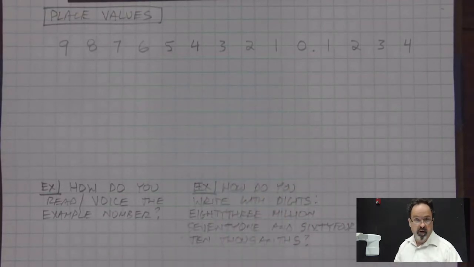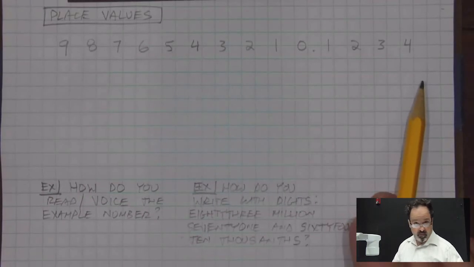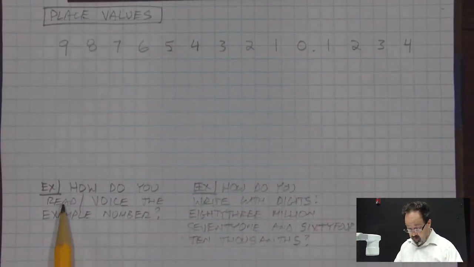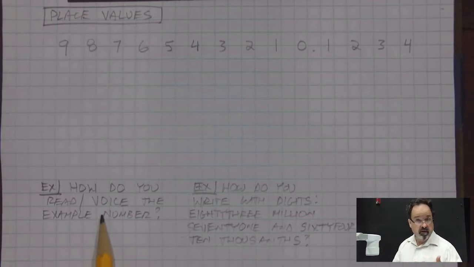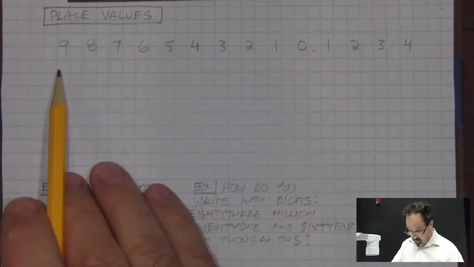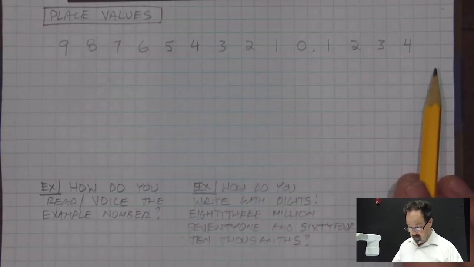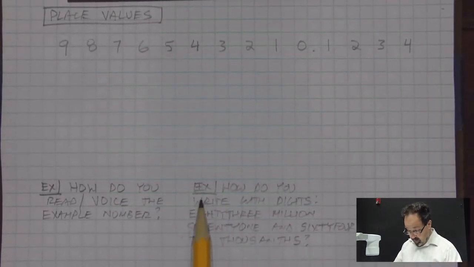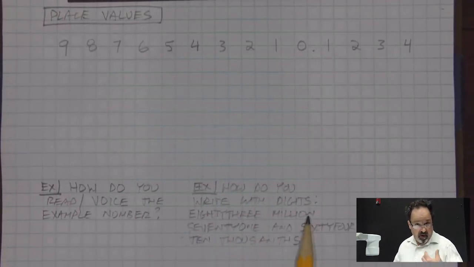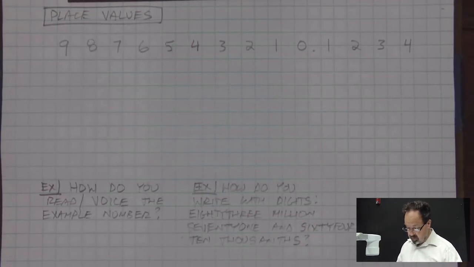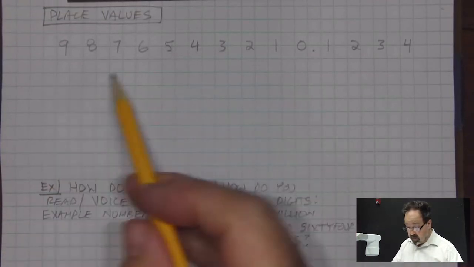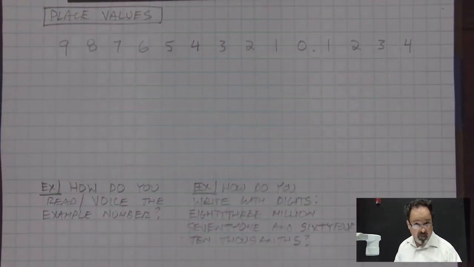Place values are important because where we put digits influences the numbers that we express. We want to be able to read a number so that we can communicate it. For example, we may be asked, how do you read or voice, how do we use language to express this number? Also, in this example that we'll get to, we could be asked, how do you write with digits a number that can be said as 83,071 and 64 ten-thousandths? That's pretty sophisticated, and understanding the place values of the digits is really important.